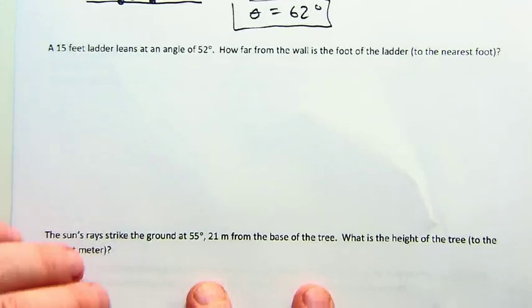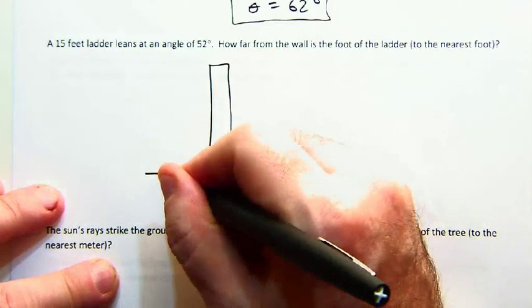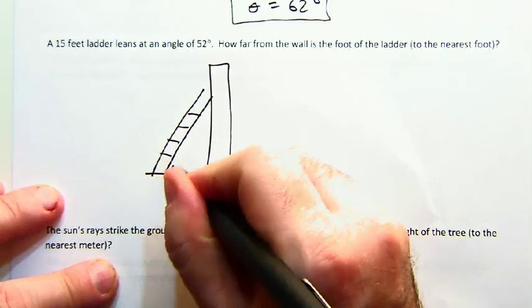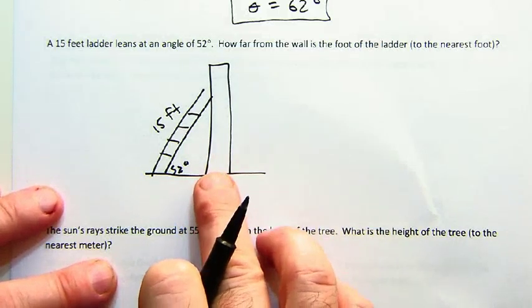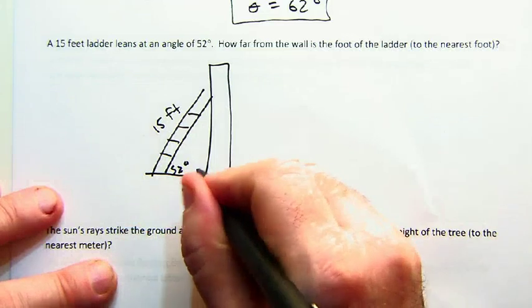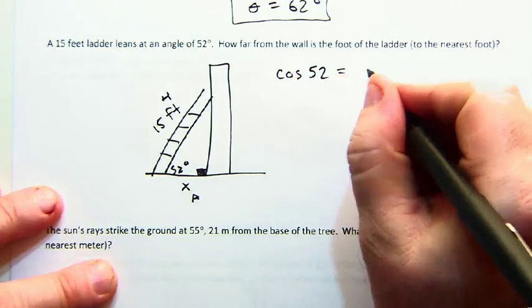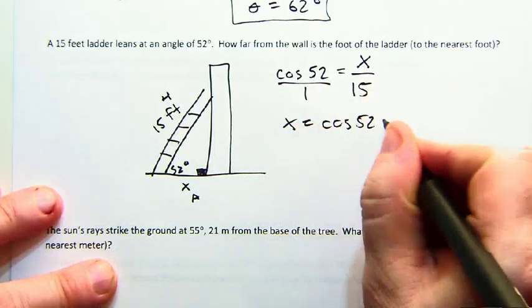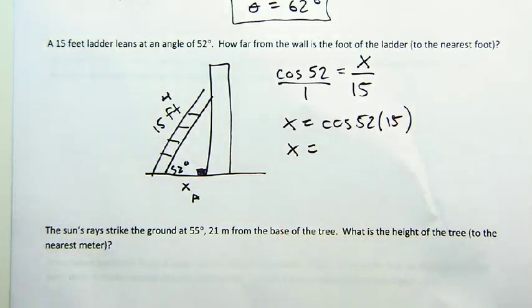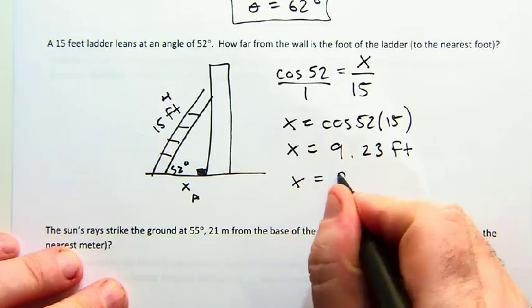Okay, next one. A 15-foot ladder leans at an angle of 52 degrees. So we have some wall or something. We have our ladder leaning at an angle of 52 degrees. The ladder's 15 feet long. And it says how far from the wall to the foot of the ladder. So we want this here. This is our adjacent side. This is our hypotenuse. That would be a cosine relationship. Cosine of 52 is adjacent over hypotenuse. Cross multiply, we get the cosine of 52 times 15. And again, I'll use my calculator. Cosine of 52 times 15 gives me a value of 9.23 feet, and it says rounded to the nearest foot, so we're going to say that's 9 feet.